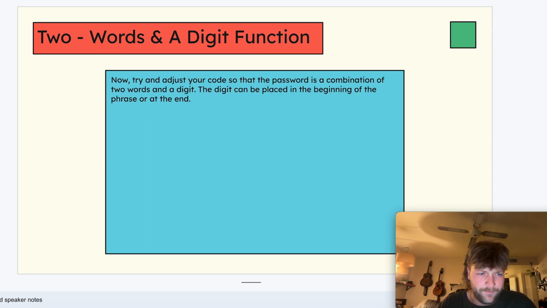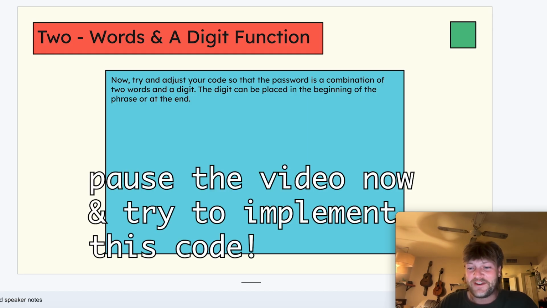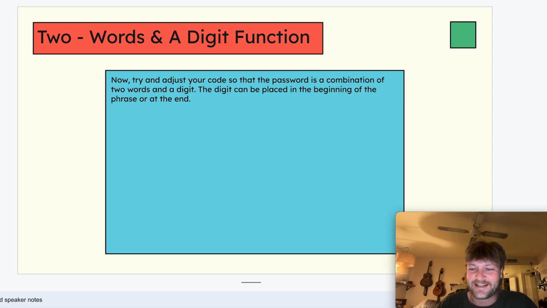All right, so moving on to the next part, I want you to try and adjust your code so that the password is a combination of not only 2 words, but also it's going to include a digit. So the digit could be placed at the beginning of the phrase, or it could also be placed at the end of the phrase. So I want you to take that into consideration as well. Once you've got your code, you can unpause this, and then you can move to this next slide.